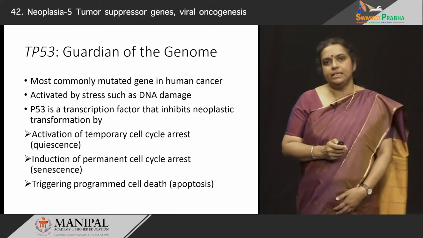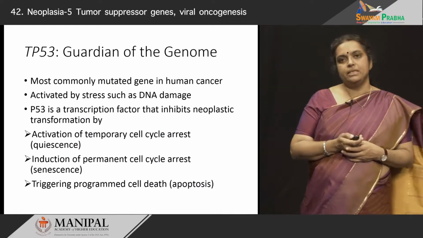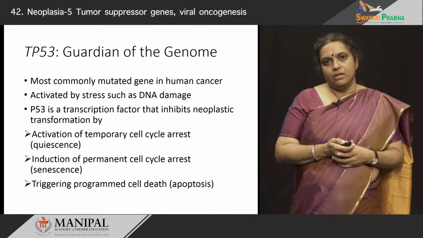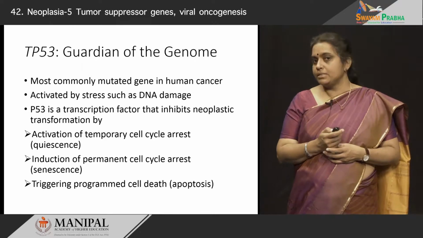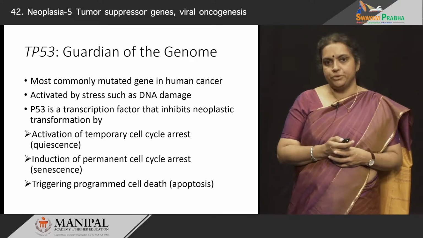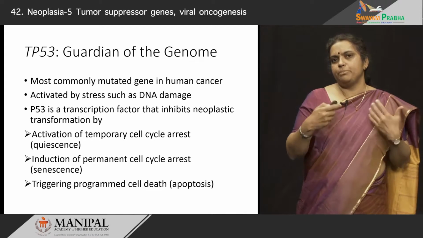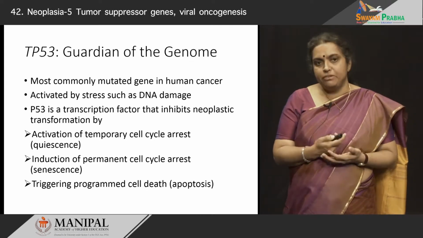Now, the second gene which is very important is known as the P53 gene. Now, the retinoblastoma gene is called the governor of the cell cycle, whereas P53 is the guardian of the genome. Now, why does this have such a big responsibility? What does P53 do?